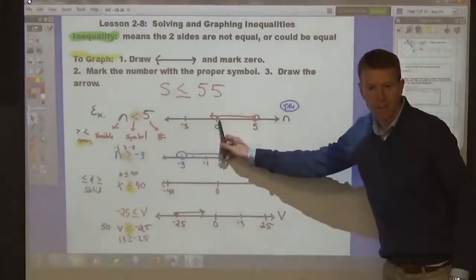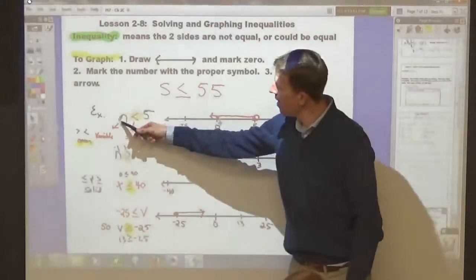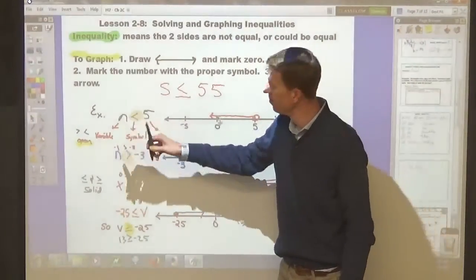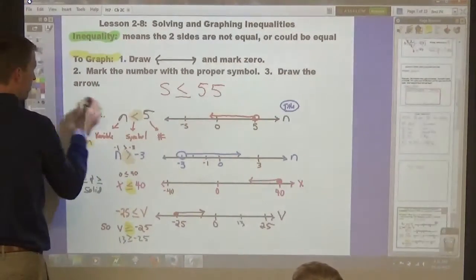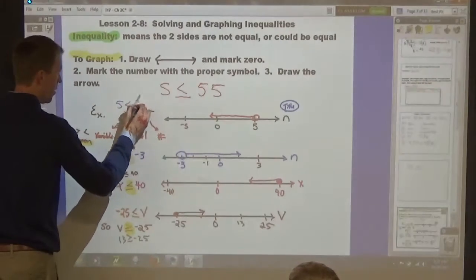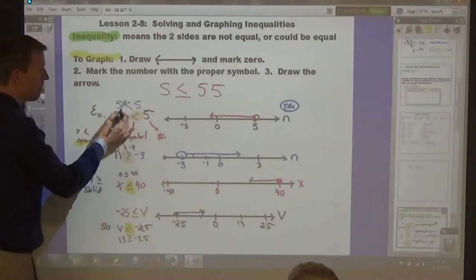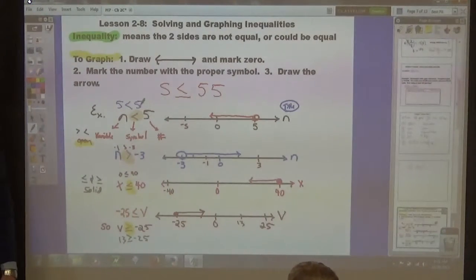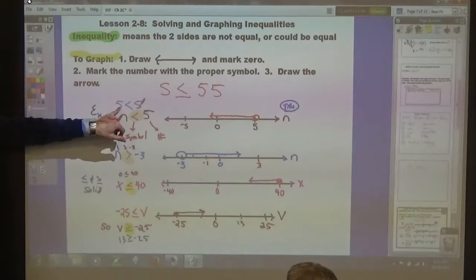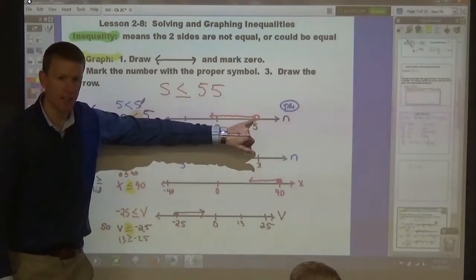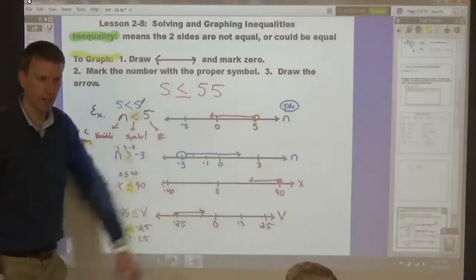N is less than 5. Now, if we replaced n with a number, like, let's say that we put 5 right here. Is this a true statement? 5 is less than 5? No. That's why we know that this 5 should be marked with an open dot. Okay?